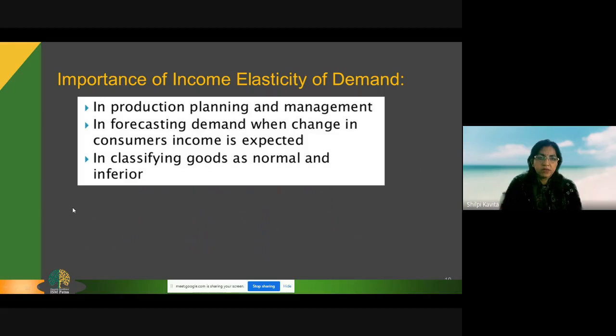Then forecasting demand also: when a change in consumers' income is expected, we are able to forecast how much demand will increase when there is increase in income. Then classification of goods into normal and inferior on the basis of income elasticity of demand. Because we know with the increase of income, if the product is left out, if it is not consumed, if it is treated as a good which is not a very nice product for me, that becomes inferior for me because I switched to a superior good, a branded good. So these are the importance of income elasticity of demand.